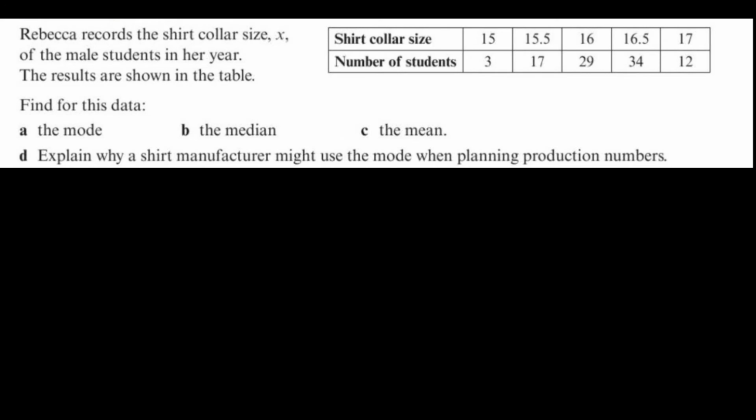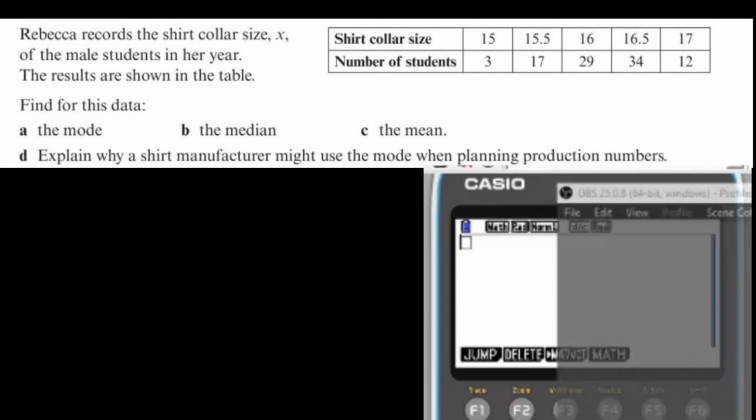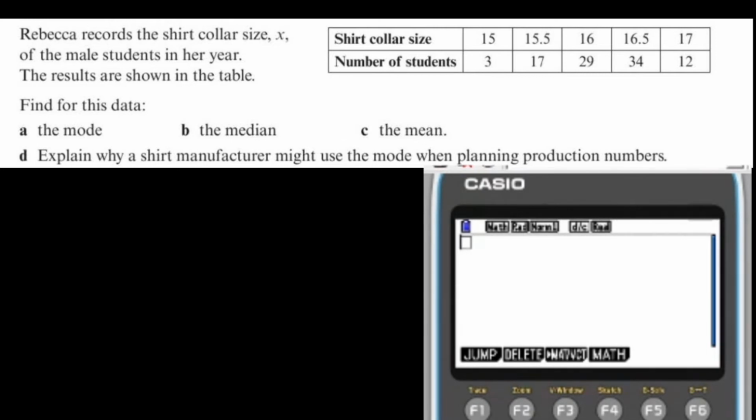Okay, so in this question, we've been told that Rebecca's recording the shirt collar size of the male students in her year and the results she's put into this table. We've been asked to find a few statistics here, the mode, the median, and the mean. Now, we could do these manually, and for each of them, we'd have to use a different process. But if we put these into the statistics mode of the calculator, we'll actually be able to answer all 3 of these questions all at once.